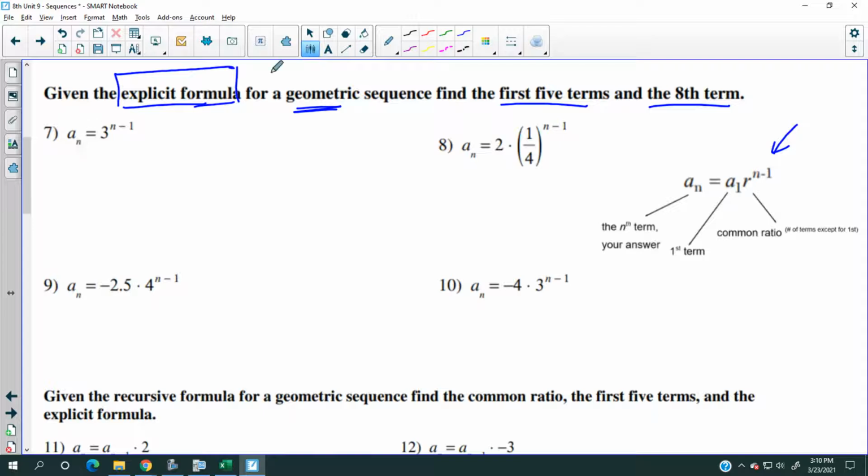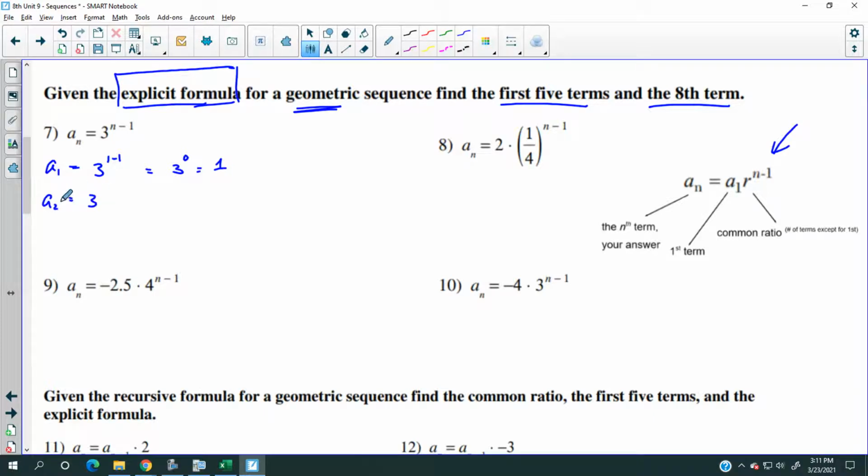Now, they want to know the first 5 terms. Let's do that. First term: I'm literally just taking the formula. What does it say? 3 to the nth power, which is 1. I'm just taking this power, 1 minus 1. Nothing crazy, I'm just following directions. 1 minus 1 is 0. What's 3 to the 0 power? 1. Now let's try the second term.